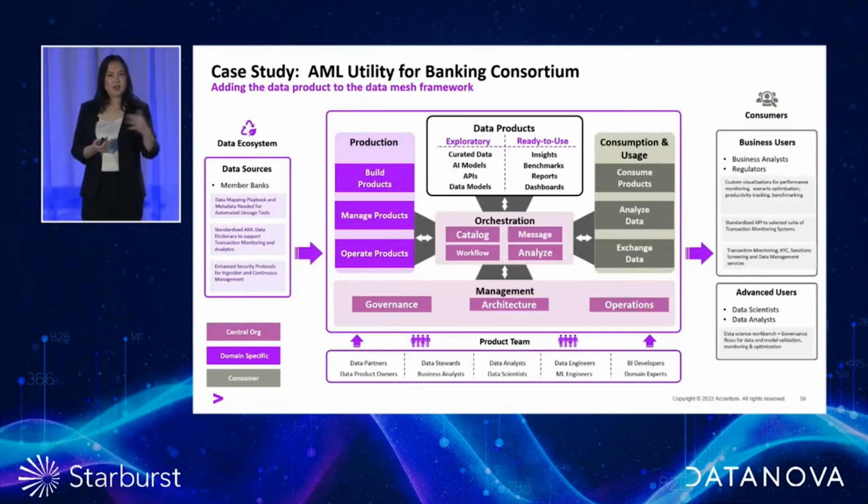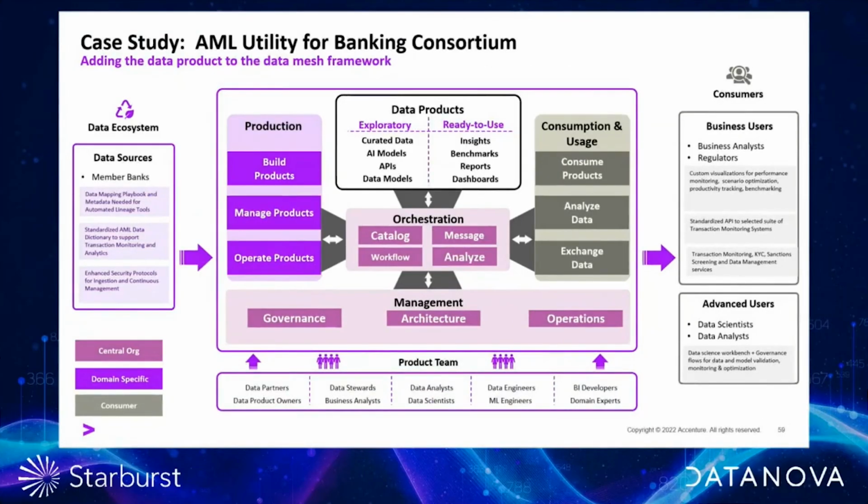Thinking about the consumer, we have a couple of personas that we've identified. Business users, so business analysts, regulators. In that case, you might have custom visualizations for performance monitoring, scenario optimization, productivity tracking, and benchmarking that I showed before. Having a standard API actually takes the results of these systems and pulls them into some of the transaction monitoring solutions that they're already using. It's how they usually look at some of this work, and really being custom to that. So I think that was one.